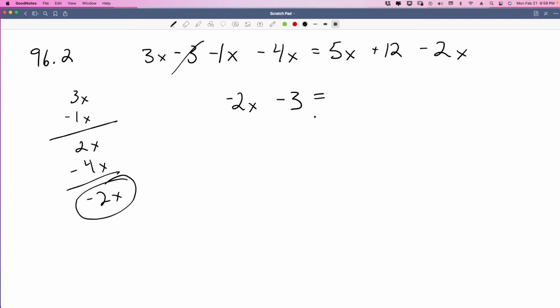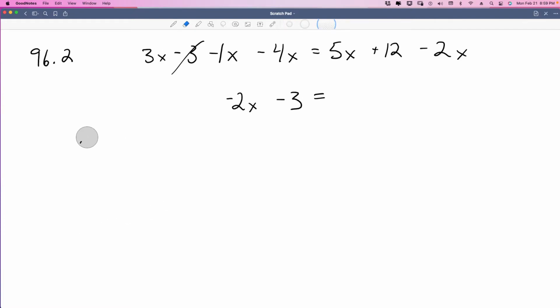Now let's do this side. Let me erase this. I have 5x minus 2x. Those are my only x terms. I can do those pretty easy. 5 minus 2 is 3x. And then I have that plus 12 all by itself.